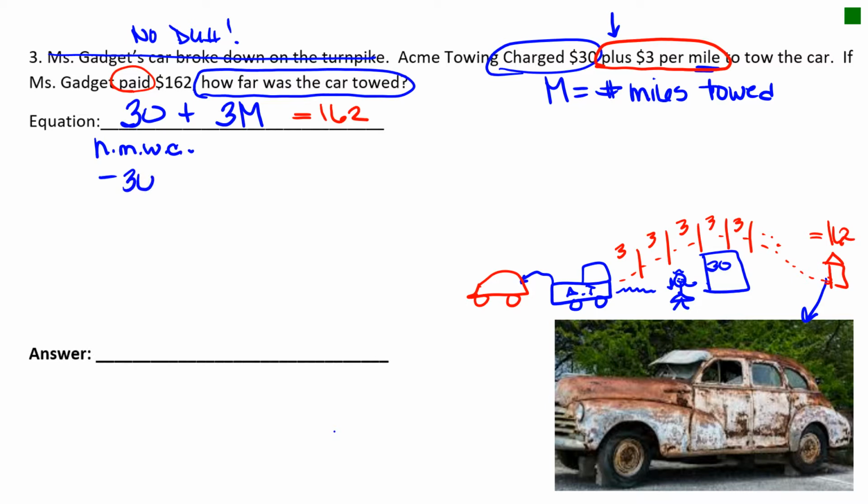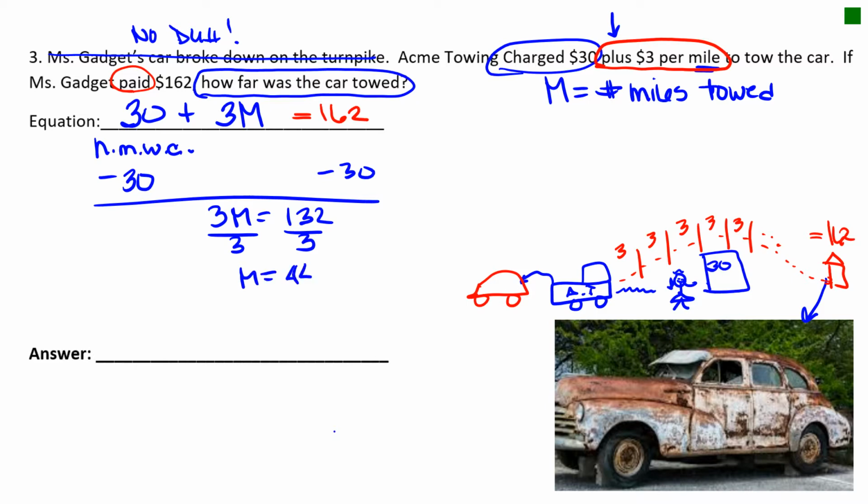So to solve this, we're going to subtract 30. We get 3m equals 132. We divide by 3 and we get m equals 44. Again, we want an answer in a sentence. So it was towed 44 miles. And one of the reasons I like m instead of x is, what does m stand for? M, miles. There we go.